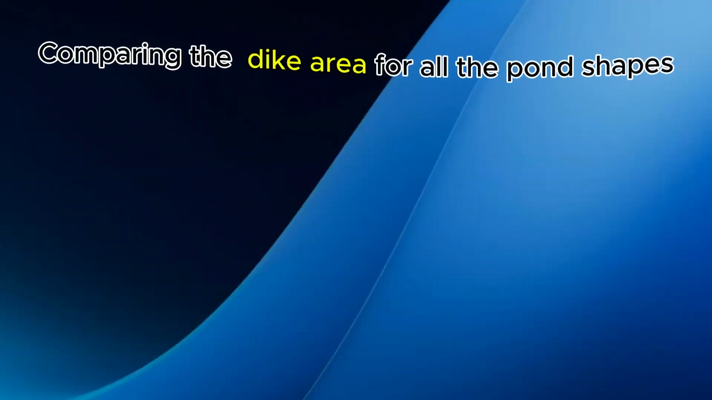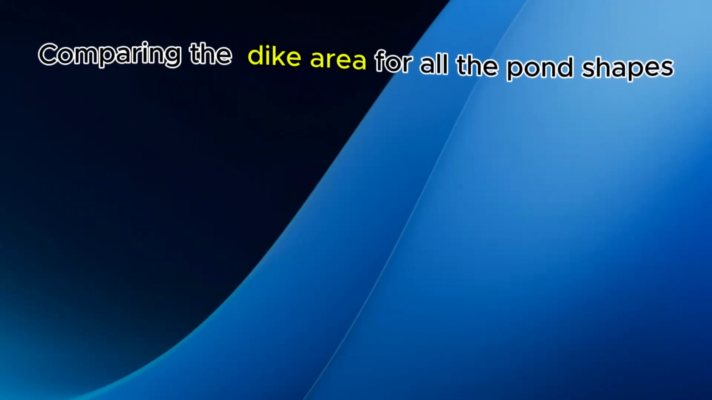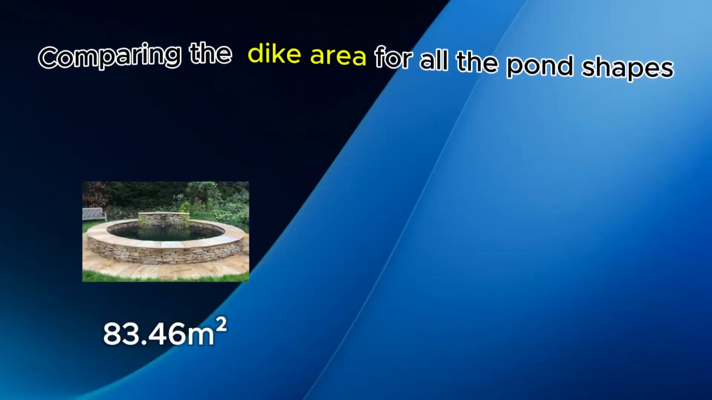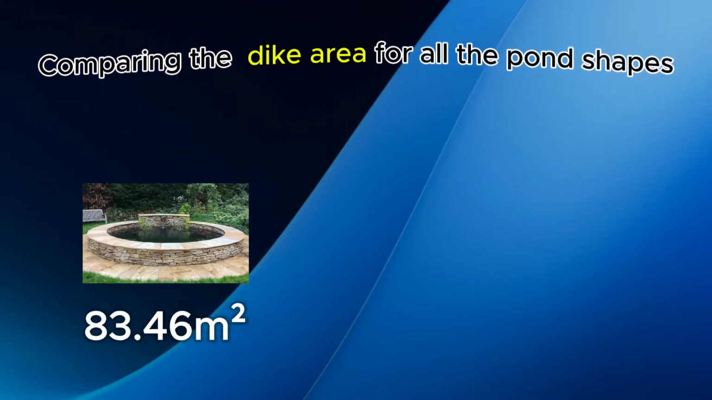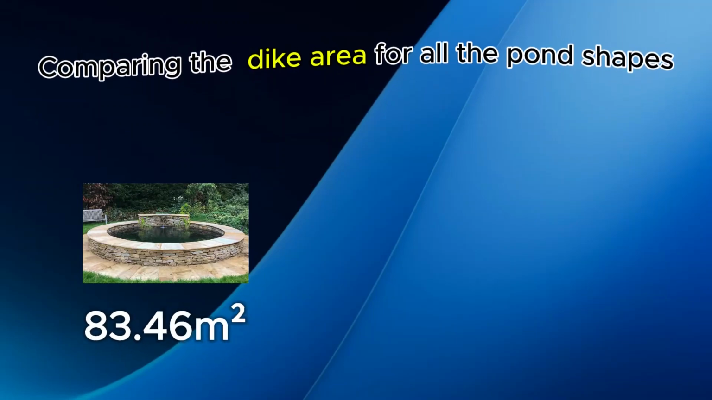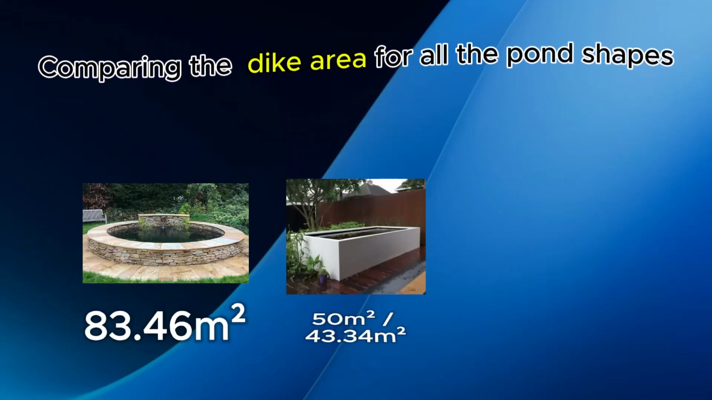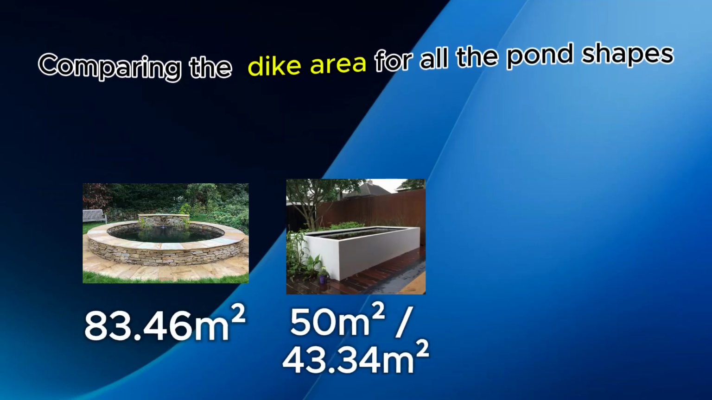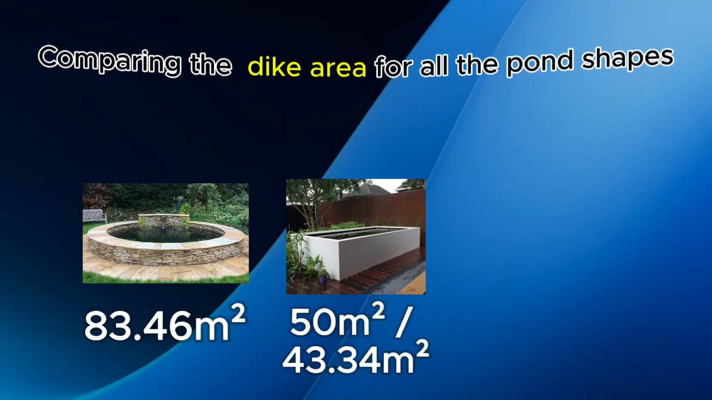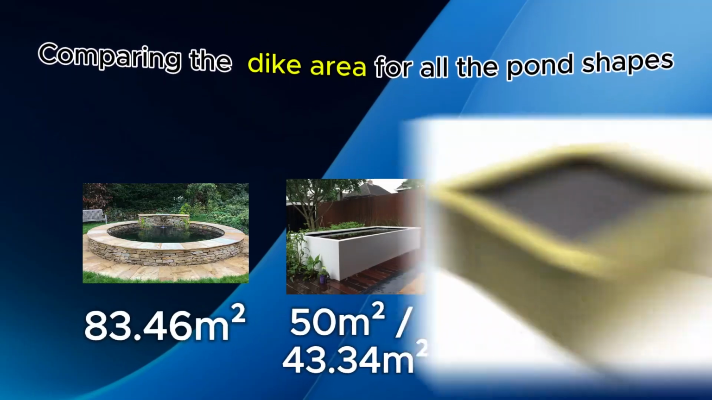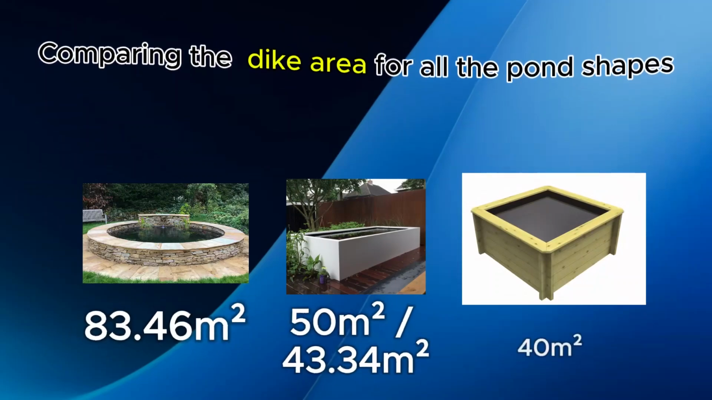From the calculations above, we can see that the dike occupies the largest area with a circular pond, i.e. 83.46 square meters, followed by the narrow rectangular pond, i.e. 50 square meters, thirdly by the less narrow rectangular pond, i.e. 43.34 square meters, and then the least area with the square pond, i.e. 40 square meters.